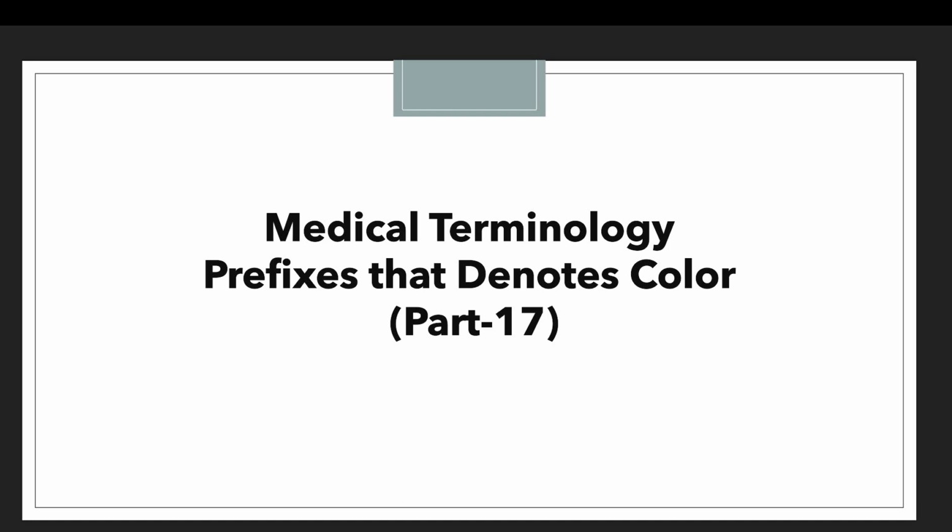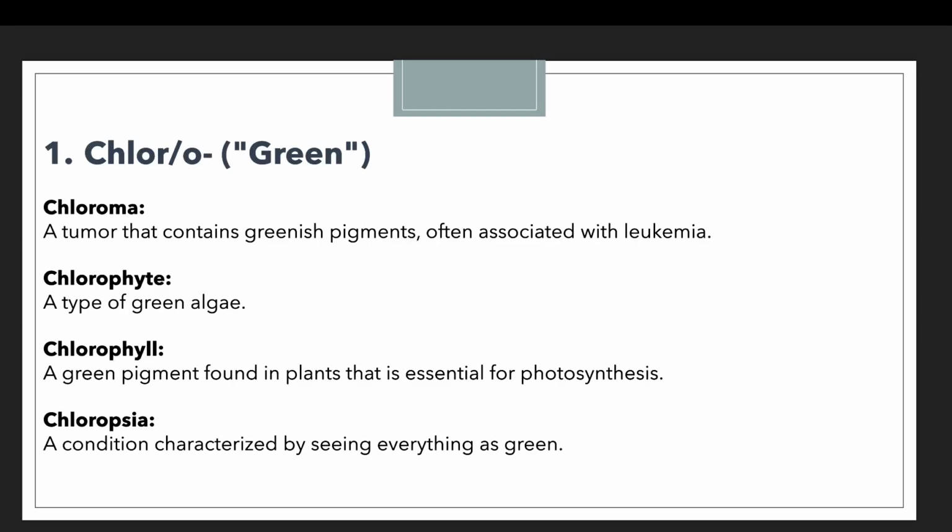Okay, so let's start. The first prefix today we have is chloro. Now what is chloro? Chloro is a prefix which is used to denote green, or it is something related to green. It could be anything, but somewhere it would be related only with the green color. Let's see what examples we have.